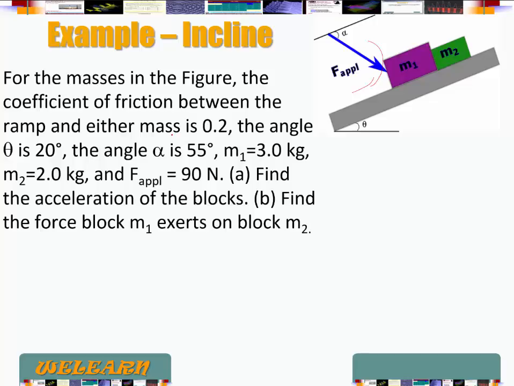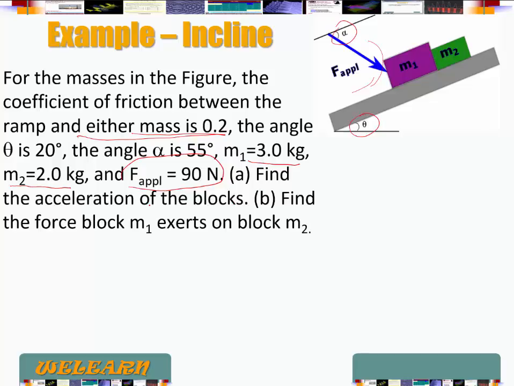We are given the masses. One of them is 3 kilograms, that's the first one, and the second one is 2 kilograms. We are given the coefficient of friction between the ramp and either mass, and we are given the angles, this one here being 20 degrees and this one here being 55 degrees. And we are also given the magnitude of the applied force, 90 newtons. The first question is to find the acceleration of the blocks.